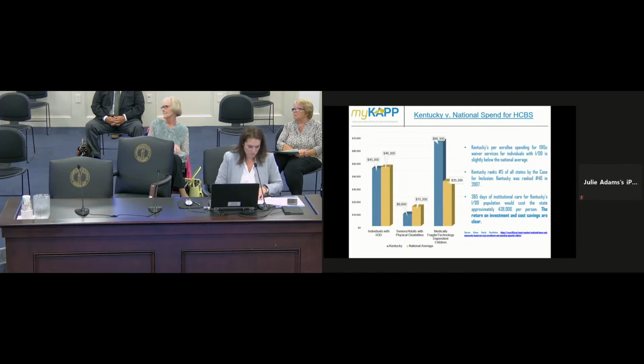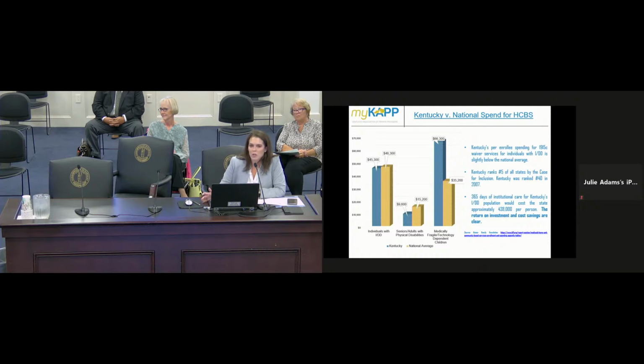Additionally, Kentucky's per enrollee spending for 1915(c) waiver services for individuals with IDD is slightly below the national average. The national average is $46,300. We're at $45,300. If you compare that, we're also below for seniors, but we are well above the national average for medically fragile and technology-dependent children. The national average is $35,000, and we're at $66,300.